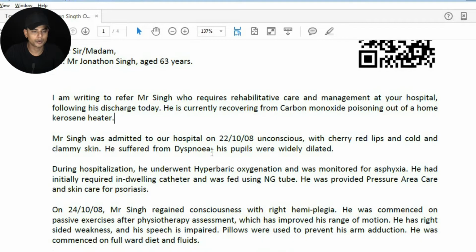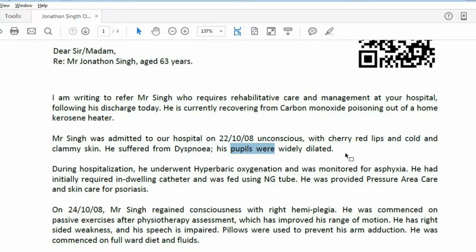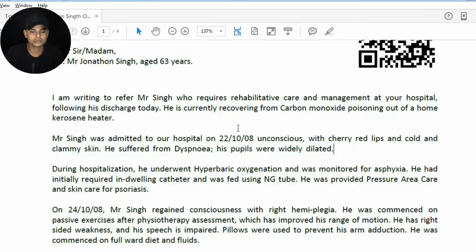And next paragraph, we are going to write about the admission, what happened, how was his condition. Mr. Singh was admitted to our hospital on 22nd. He was unconscious with cherry red lips and cold, clammy skin. He suffered from dyspnea. His pupils were widely dilated. So this was his condition during the admission.